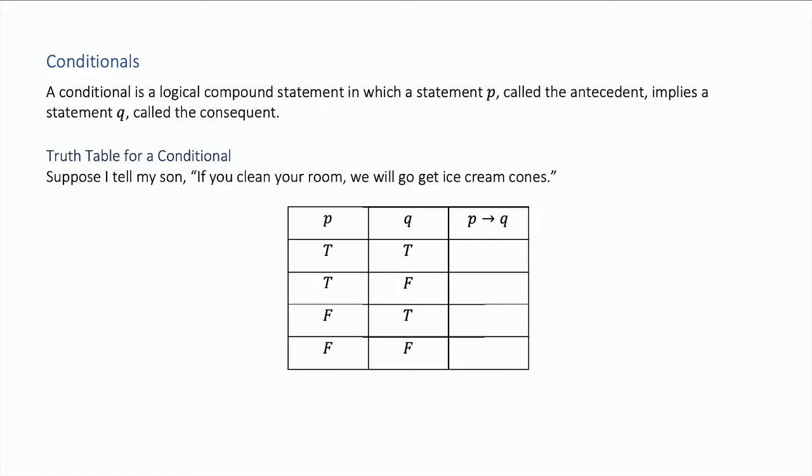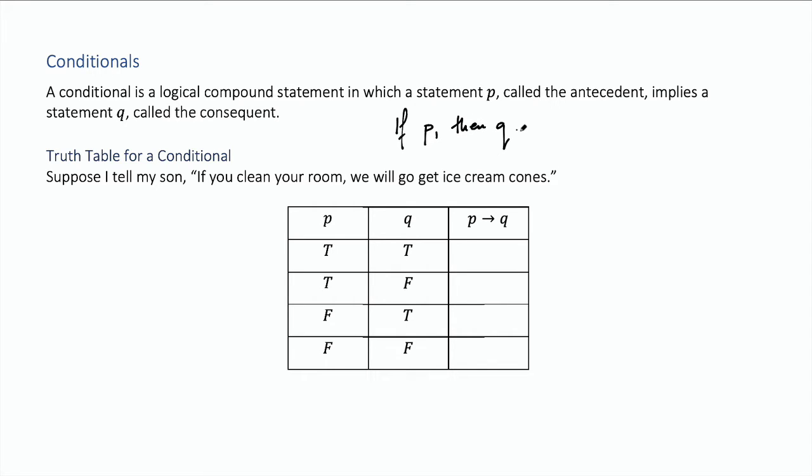is a logical compound statement in which a statement P, called an antecedent, implies a statement Q, called a consequent. Okay, so P implies Q. In other words, it's an if-then statement. Okay, it's an if P, then Q statement.